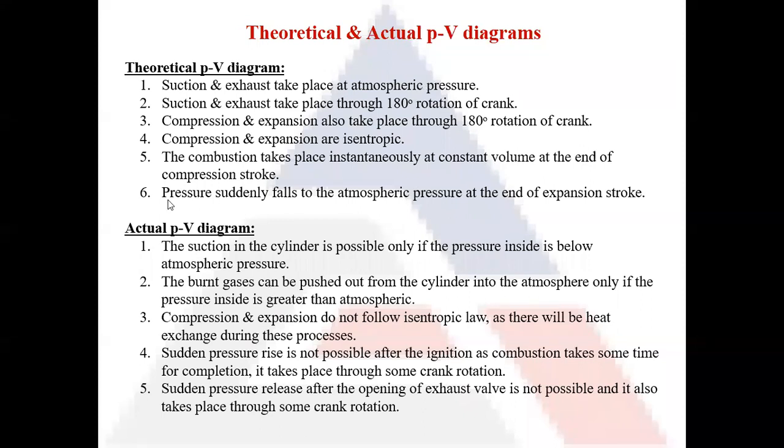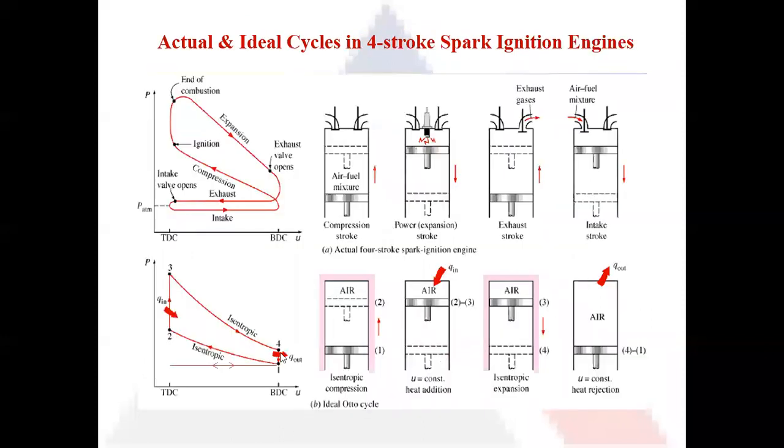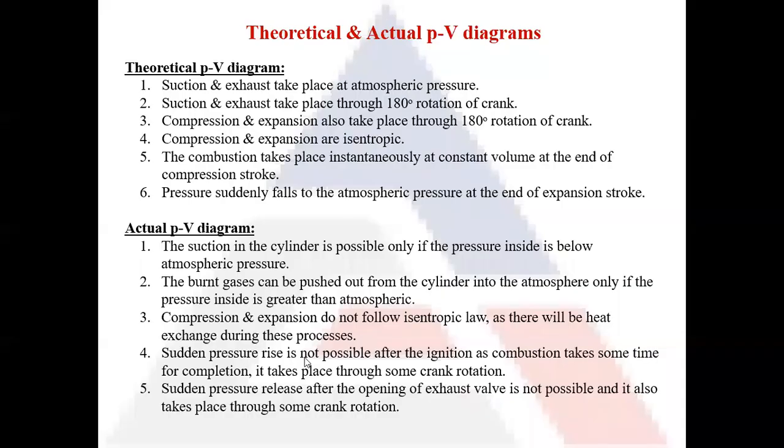Then number 6 is pressure suddenly falls to atmospheric pressure at the end of the expansion stroke. Now at the end of the expansion stroke, that is from 4 to 1, the pressure drops instantaneously and the heat is rejected. So this is another assumption for your theoretical cycle. But what happens in your actual PV diagram?